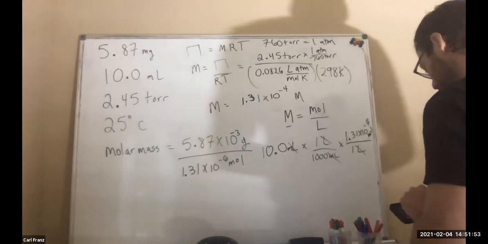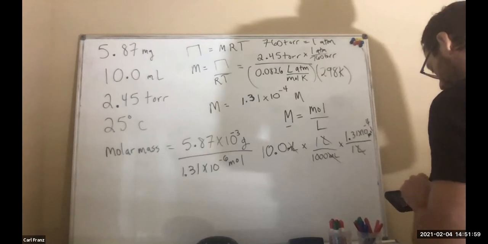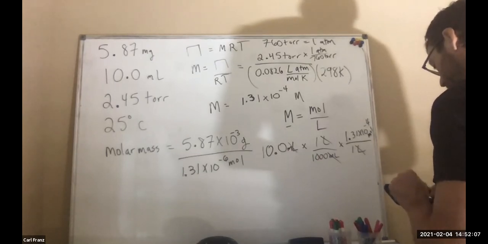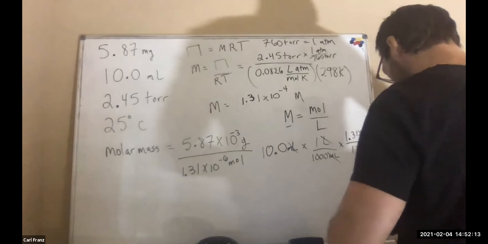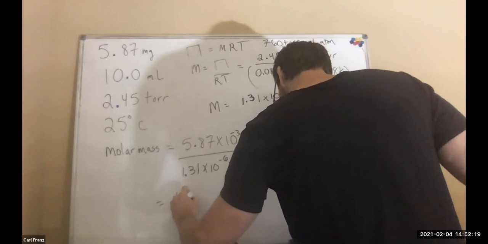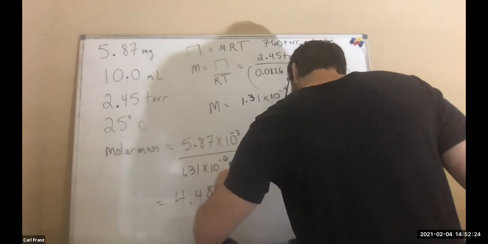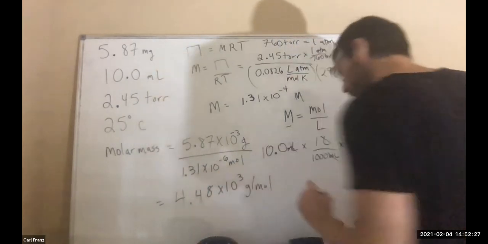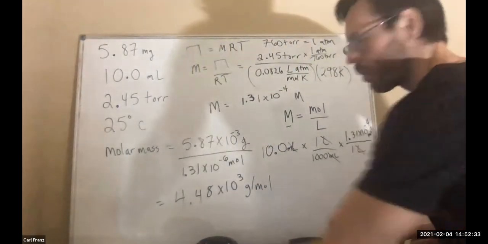Okay, and so if we do 5.87 times 10 to the negative 3 divided by 1.31 times 10 to the negative 6, we get 4.48 times 10 to the third grams per mole. And that is the molar mass of our unknown protein.